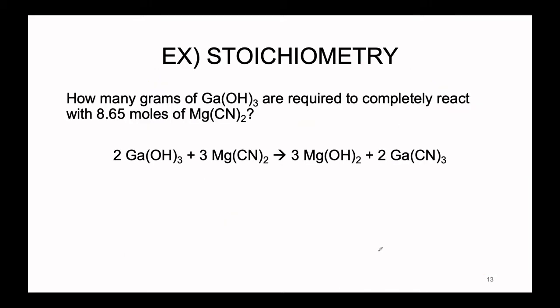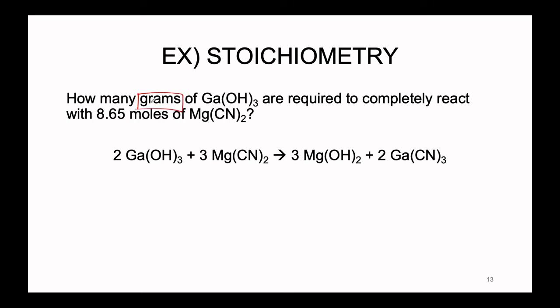So let's see stoichiometry in action with another chemical equation. This one's a little bit more complicated in appearance, but the process is going to be the same. The only thing really that's different is in this problem we are asked not necessarily how many moles of gallium hydroxide are required to completely react with 8.65 moles of magnesium cyanide. Rather, it's how many grams?